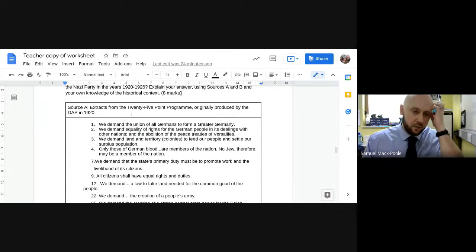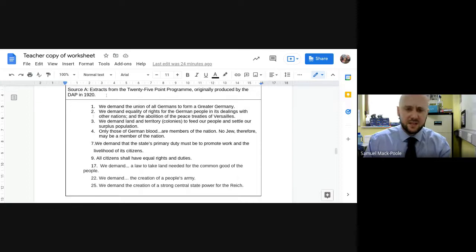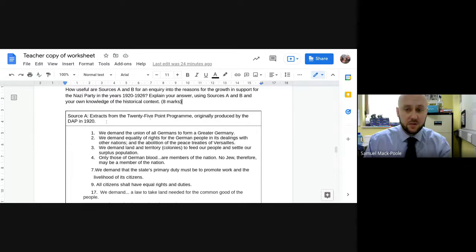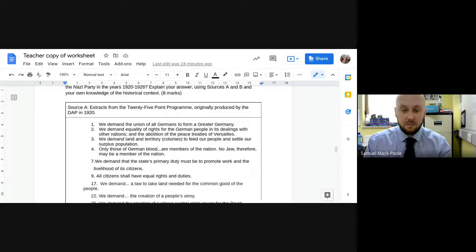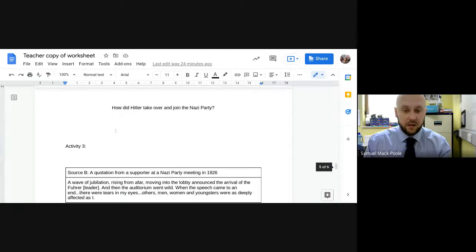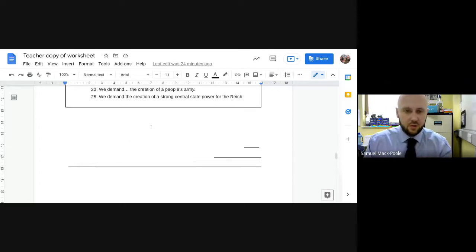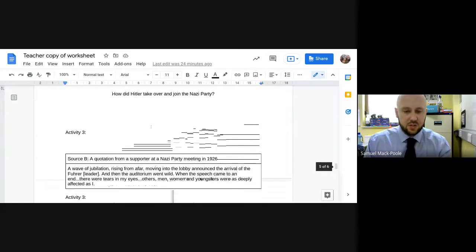So look, we've got one source here, source A. It's an extract from the 25-point program. All right. So we've got a list of different things from political ideology. So this is a source. It'd be public. It was clearly created with Hitler's intent in 1920. So there we go. Right, and then I'm not going to read these out. If you want to pause this and read through all of these, you can do. I'm not personally going to do that in this video now. That's not quite the point of this video. It's more to show you the skills that you'd need.